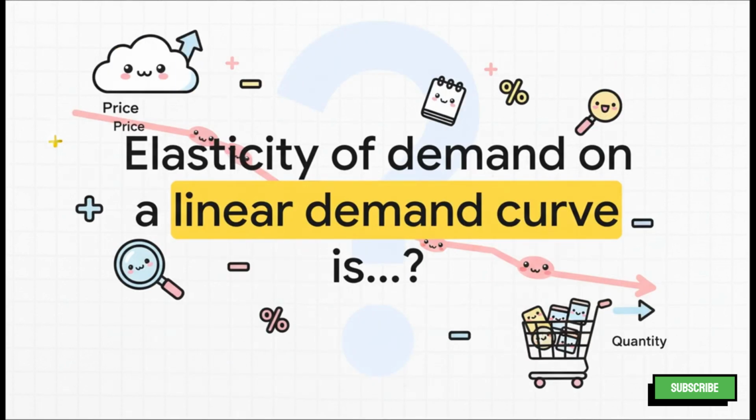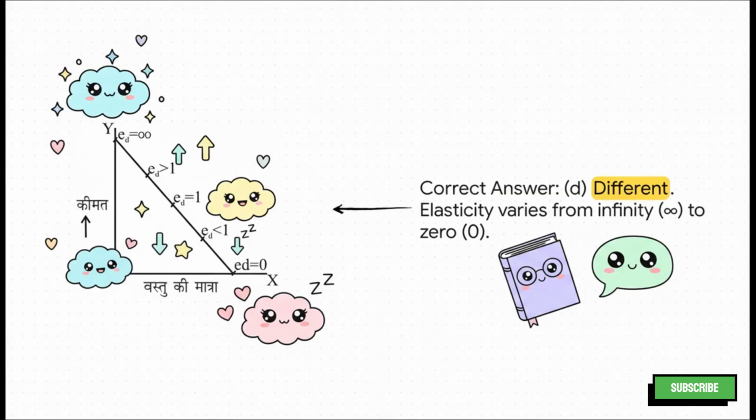Okay, time to test your deep understanding of demand curves. If you have a perfectly straight-line demand curve, what can you say about the elasticity of demand at different points along that line? The correct answer is different at different points, and this is a really crucial point. Elasticity is not one static number for the whole curve. It's dynamic. It starts off really high at the top of the curve and then gets progressively smaller as you move down along it.